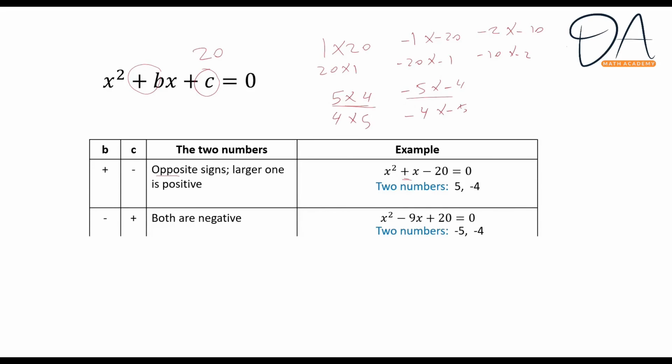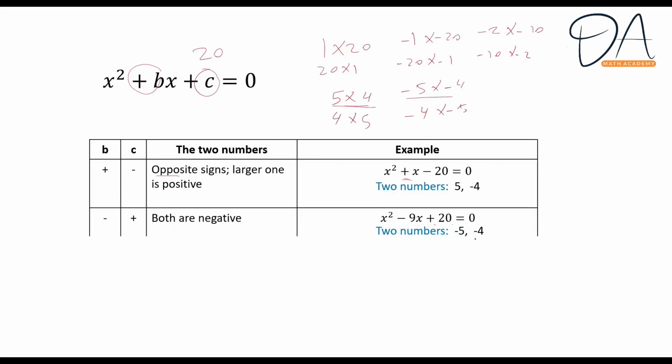Another case might be that b is negative and c is positive. Positive c means both numbers are negative or both are positive. And since b is negative, then both numbers have to be negative because we want to get a negative number when we add them. So for example, if you look at x squared minus 9x plus 20, this is positive, so we need to consider either both positive or both negative. But since this is negative, we only need to consider negative combinations. So we have minus 5 times minus 4, so that when we add them, we get minus 9.